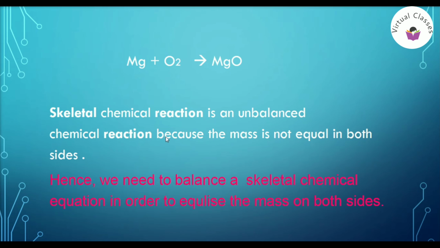Therefore, the magnesium reaction that we saw in the previous video, that is Mg plus O2 gives MgO, was unbalanced, as it does not have an equal number of atoms of each element before and after the reaction, and so is called a skeletal chemical equation. Right? So, the skeletal chemical equation is an unbalanced chemical reaction because the mass is not equal on both sides. Hence, as it is not balanced, we need to balance a skeletal chemical equation in order to equalize the mass on both sides.